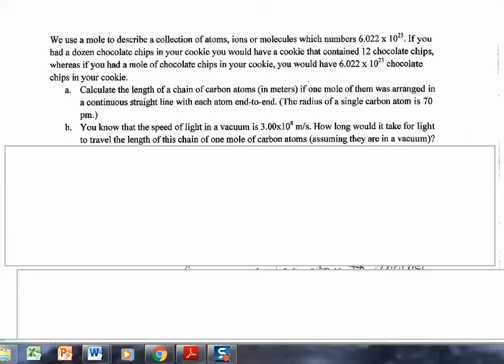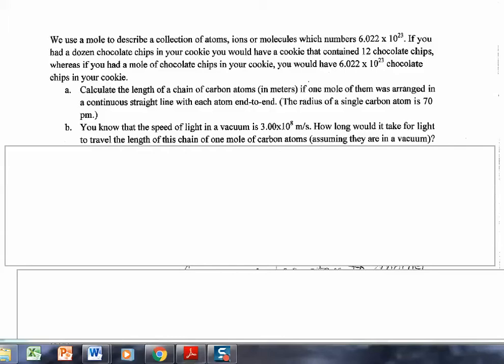In this problem, we use a mole to describe a collection of atoms, ions, or molecules which numbers 6.022 times 10 to the 23rd. If you had a dozen chocolate chip cookies in your cookie, you would have a cookie that contained 12 chocolate chips. Whereas if you had a mole of chocolate chips in your cookie, you would have 6.022 times 10 to the 23rd chocolate chips in your cookie. Yum!